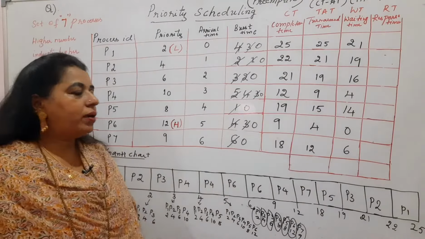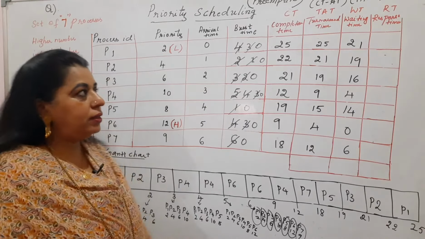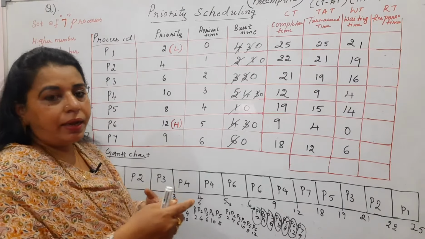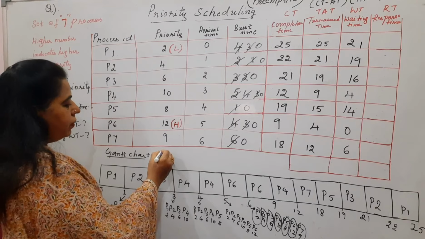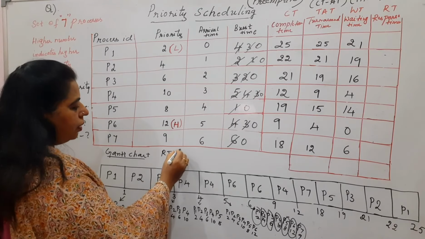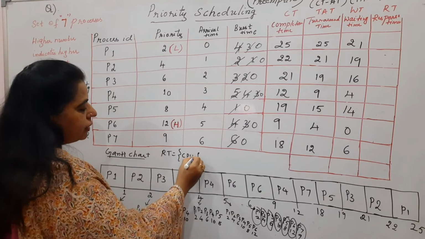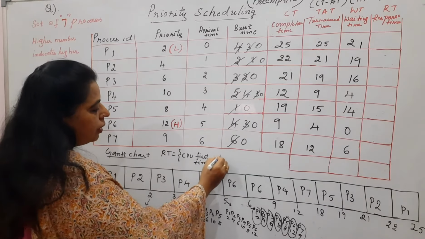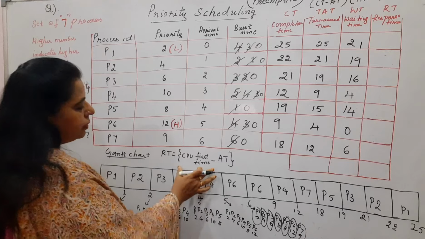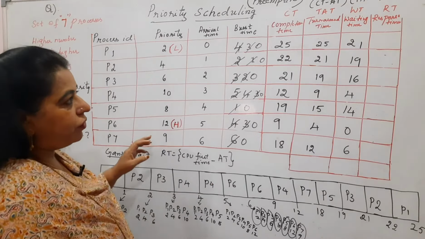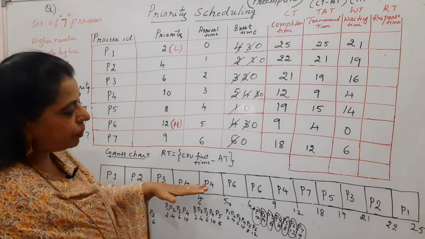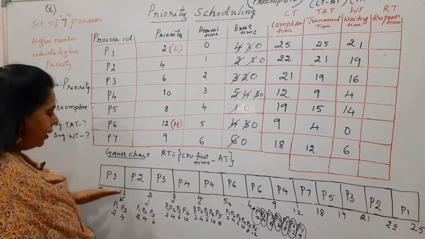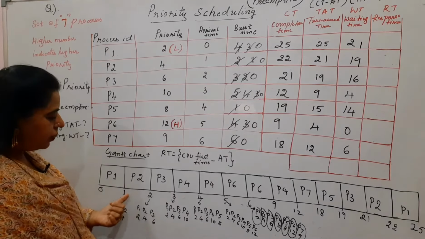Finally, you have to compute the last column values, that is the response time. So already I have told you what you will do. Response time is equal to CPU first time, that means the first time when CPU was allotted to the process, minus its arrival time. This is the formula. So that way, for the first time when CPU got allocated to a process, you can check from the Gantt chart.